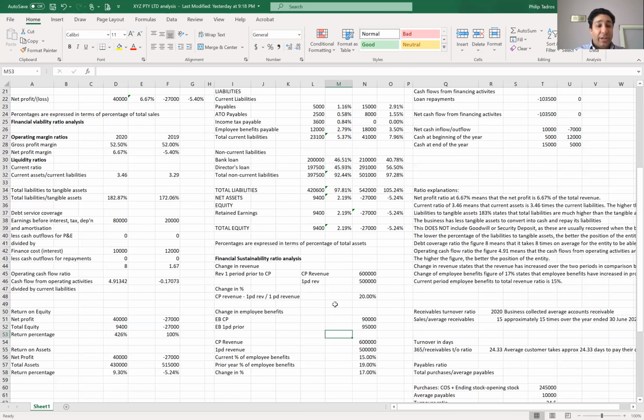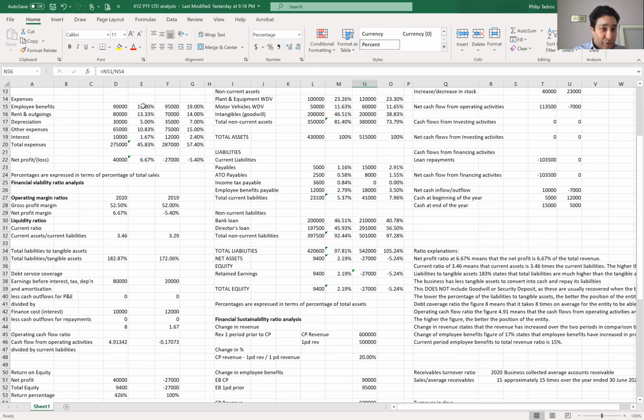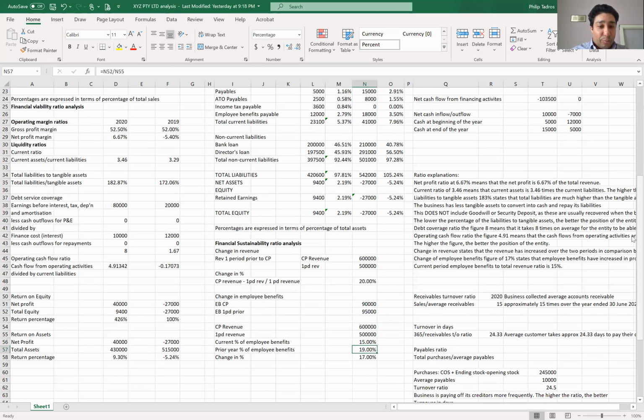Now you work this out in terms of the revenue as well. This is worked out in proportion to the change in revenue at the same time. So if we took the current percentage of employee benefits, you take the employee benefits, 90,000, and the current revenue, 600,000, it's 15%. And you can get this from the percentage there of the employee benefits in the income statement. And in the prior year, the employee benefits was 19% of the total revenue.